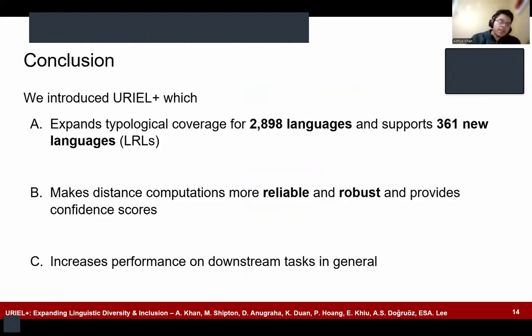So the conclusion here is that with URIEL Plus, we have expanded typological coverage for almost 3,000 languages, and we just in general support 361 new languages as well. We've made our distance computations a lot more reliable and robust, and we've provided confidence scores for them so you, the user, can figure out how much you can trust each of the distances. And we've also shown that we increase performance on downstream tasks as well.